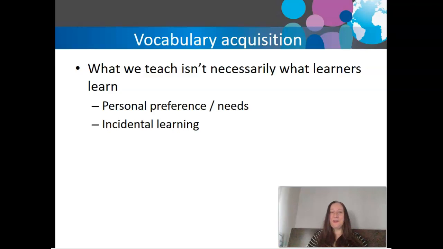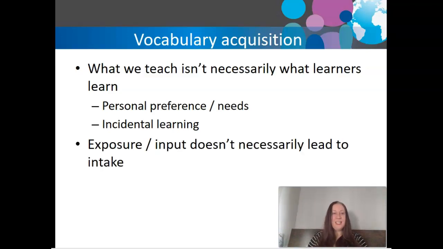Incidental learning is a big one. So it's not just about what the teacher teaches, but the surrounding language and how things might be picked up without the teacher having it as part of their lesson aim. Another assumption about the way that vocabulary is learned is that just being exposed to vocabulary doesn't always lead to intake, that is, the ability for students to recognise and to use that language.